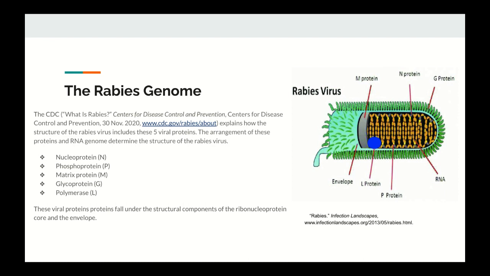The G protein forms protrusions that cover the outer surface of the envelope. This is also how the virus attaches itself to the host. The M protein is the central protein of the rhabdovirus assembly. Also, that M protein interacts with both the lipid bilayer and the RNP.